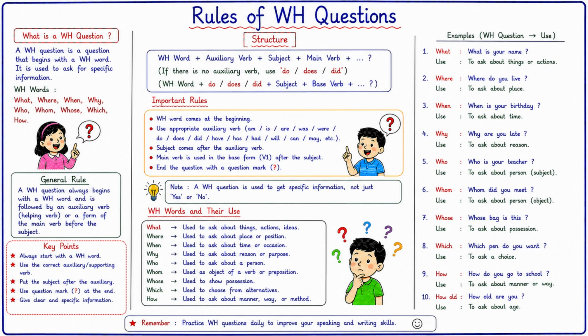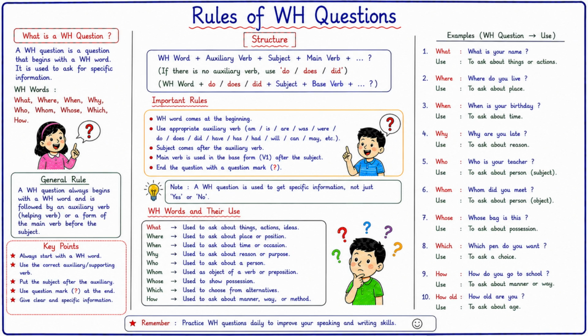Now let's review the WH words one more time. What asks about things, information or actions. Where asks about place. When asks about time. Why asks about a reason or purpose. Who asks about people. Whom traditionally asks about the object of a verb or preposition. Which asks us to choose from alternatives. And how asks about manner, method, condition or degree.